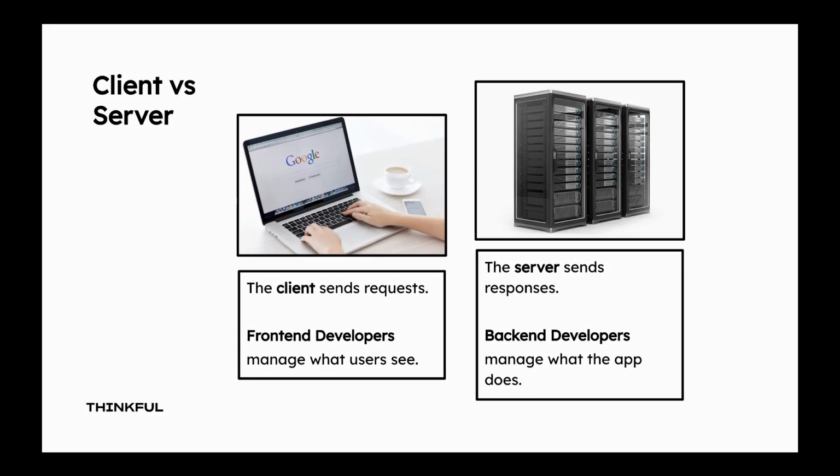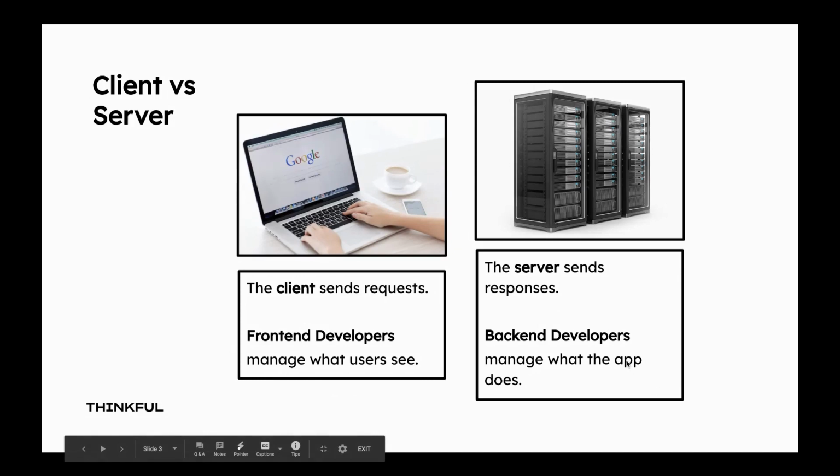Front stack, back stack, yeah. So the backend is going to be what the server does, or what happens behind the scenes. So the client's going to be sending requests for data, and the backend is going to be fulfilling those requests and sending them back to the front end. So you can think of front end as what the users see, back end as what the app does.